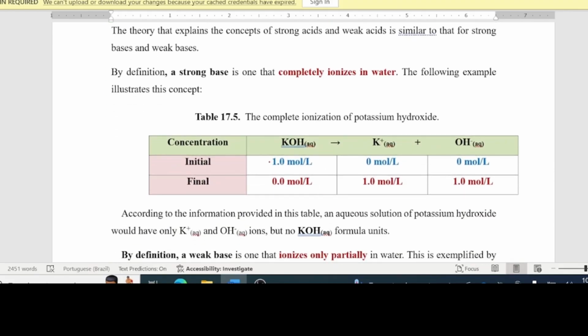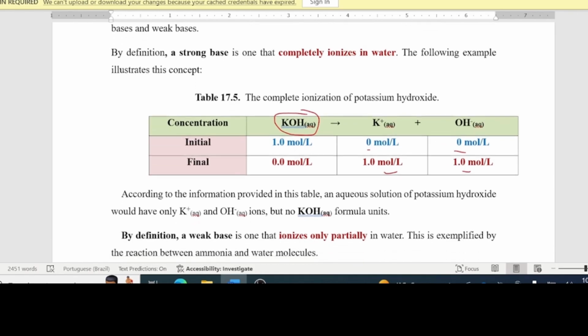When you have a strong base, initially you have 0 of these, 0 of these. But when it does ionize, you don't have any of these remain because it's completely ionized. So you have exactly 1 mole per liter here and 1 per liter here. We say this is a strong base, complete ionization.